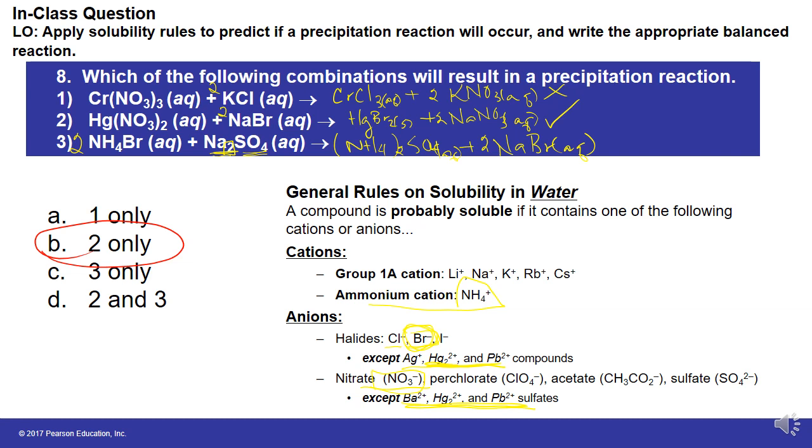Okay? So hopefully you understand how to determine whether you have a precipitation reaction, and also how to determine whether an ionic compound is soluble or insoluble in water.